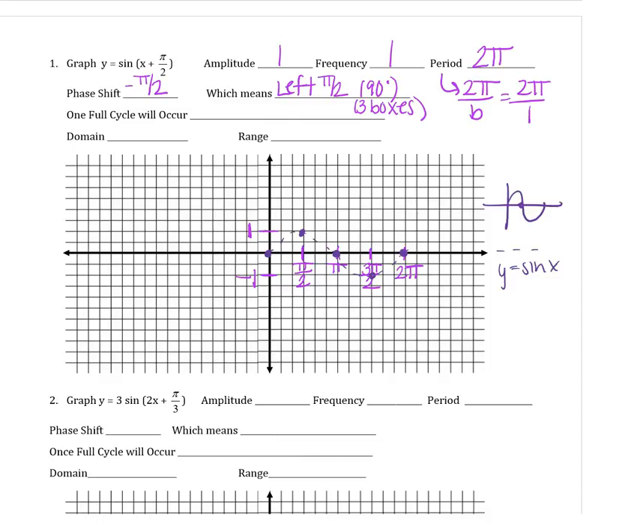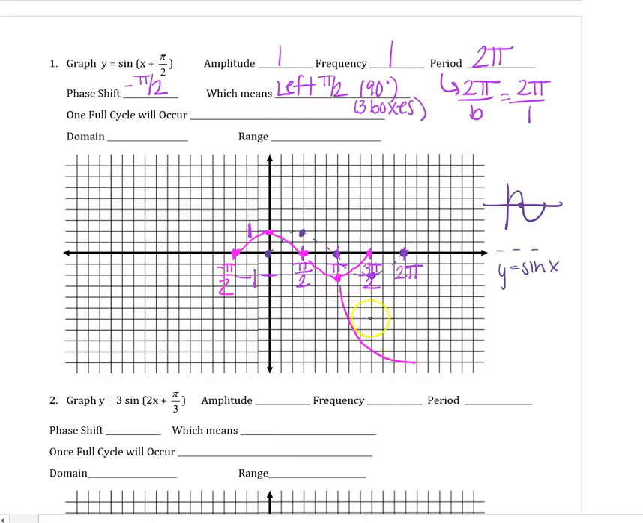I'll change my color here. I'm going to take each of these points now and shift them to the left pi over 2 units, or that's really 3 boxes. So I'll even label this here. This would technically over here be negative pi over 2. So I'll take every one of those 5 points and shift them to the left 3 boxes. Okay, and there you have it.